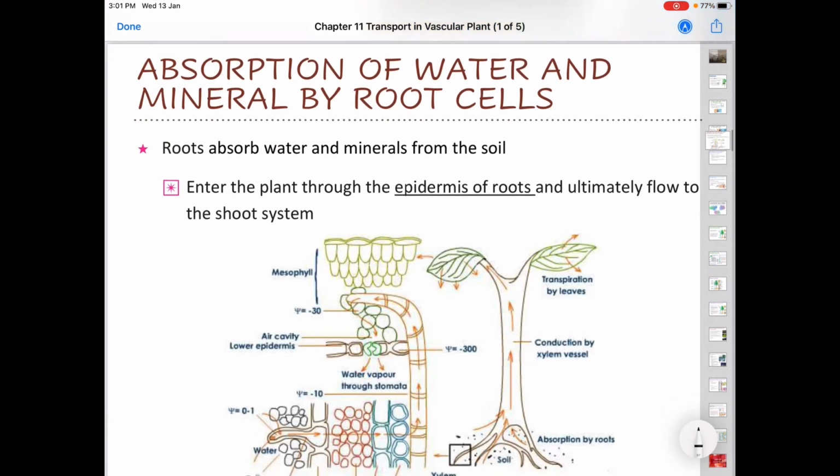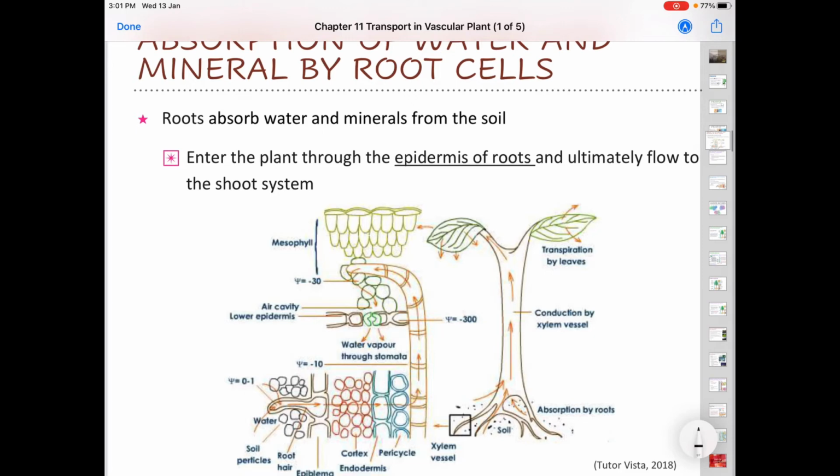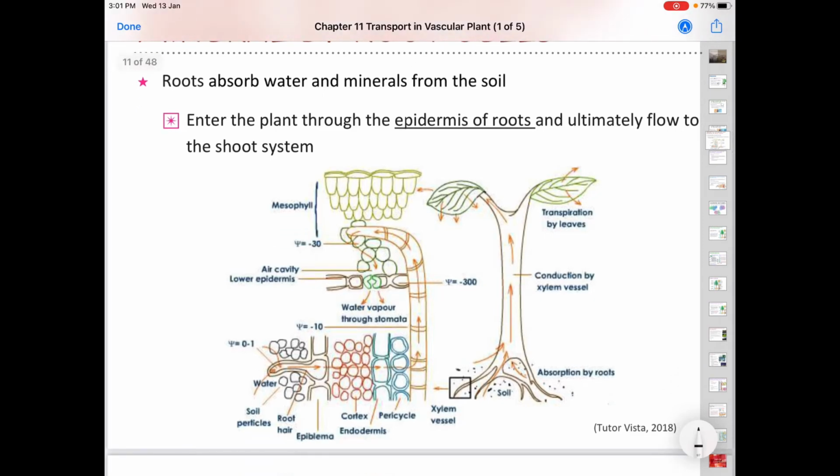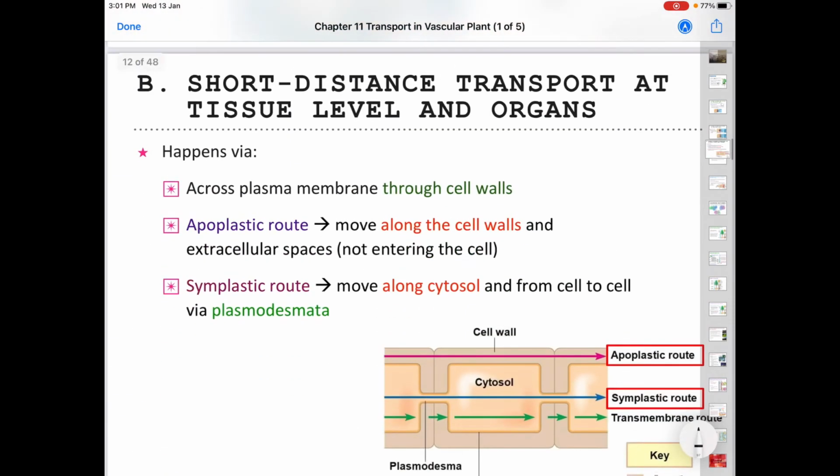Now we go into the roots, and how roots absorb water and minerals from the soil. So the water enters the plant through the epidermis of the root and ultimately flows to the shoot system. So this is the movement of water from the root to the shoot.